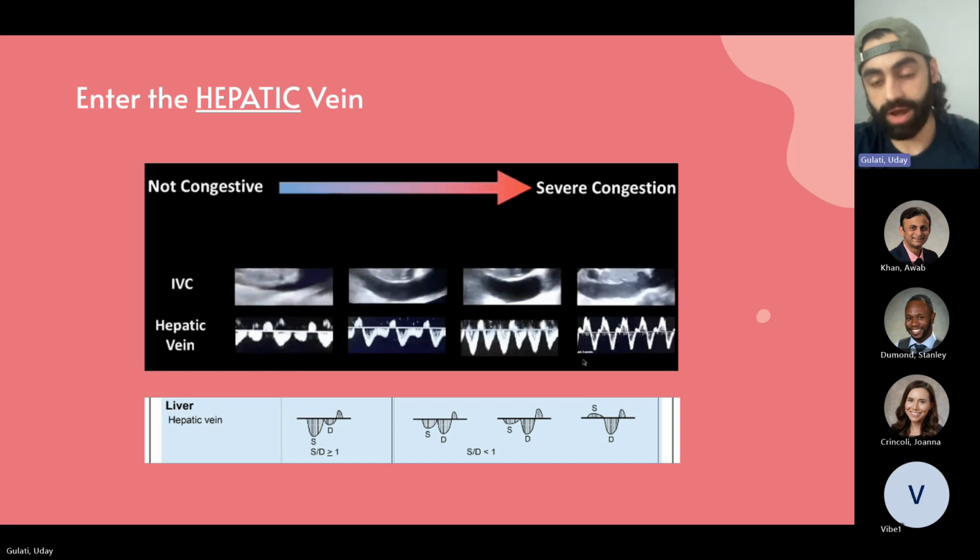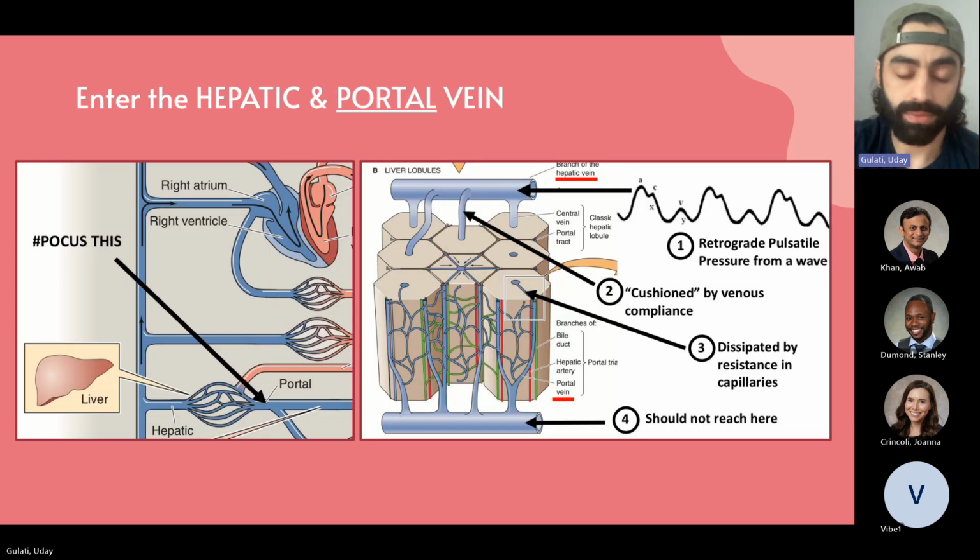And sometimes you don't even have to put the Doppler waveform. You can just put color. And if you see blue and red, you already know you're grade 3. So that's the hepatic vein. Now let's go further back.